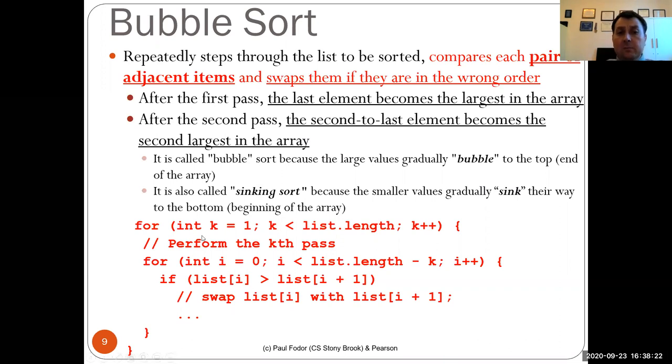And the implementation, basically the pseudocode, is like this. You iterate from k equal one to the length of the array, then for i equals zero up to the length of the list minus k, you disregard the last elements because they don't need to be considered. If list of i is greater than list of i plus one, that means that they are not in the right order, so you need to swap them. You save list of i into a temporary variable, then you assign to list of i the value of list of i plus one, and then to list of i plus one, the temporary variable.